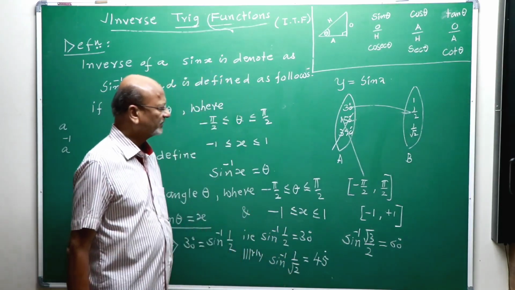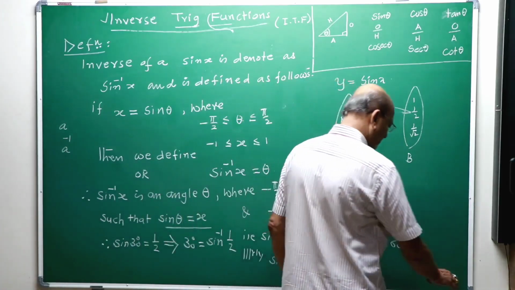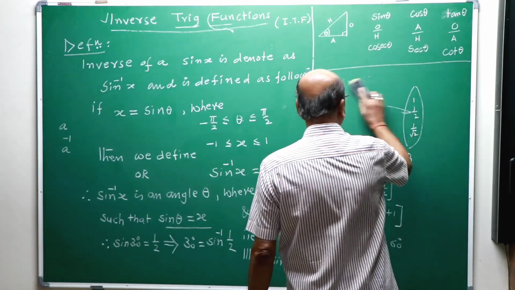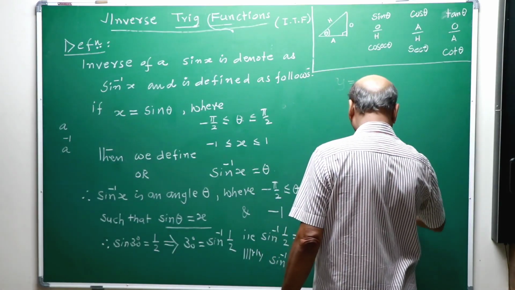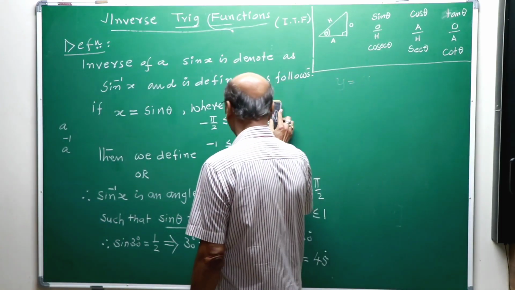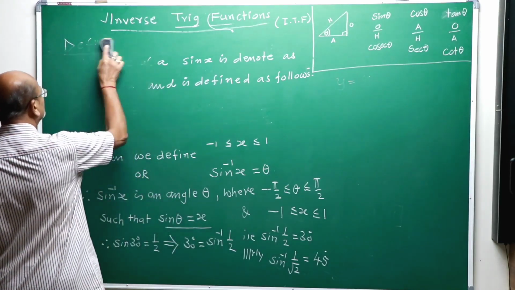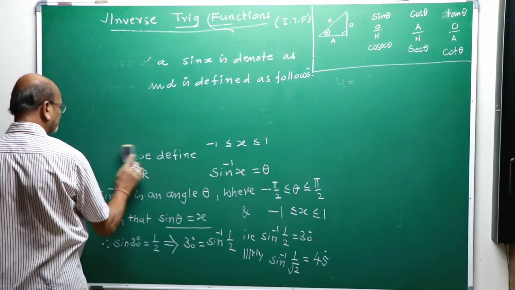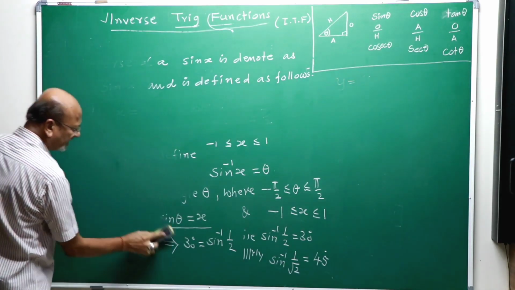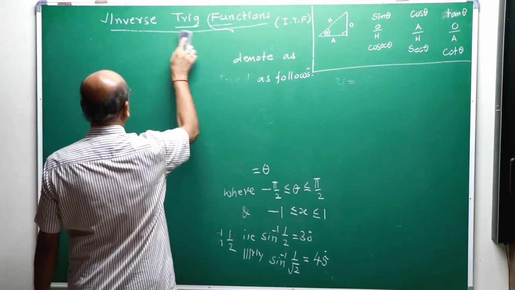Yes, my friends, that is related to sin inverse x. Like this, the other inverse trigonometric functions are: the inverse of cos is denoted as cos inverse x. Similarly, the inverse of tan is tan inverse x. Next, cosec inverse x, sec inverse x, cot inverse x. All these are the remaining inverse trigonometric functions. Similarly, I take the second definition, that is, the definition of cos inverse x.